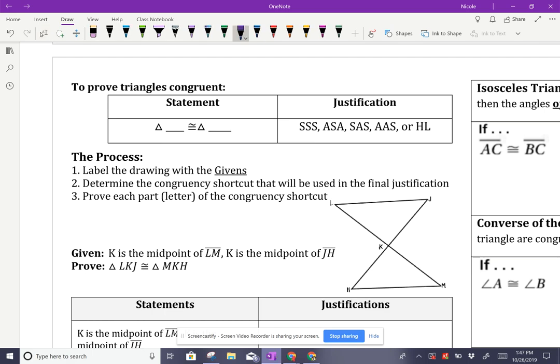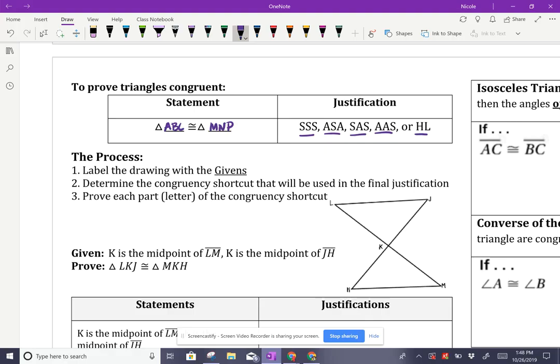All right, so we are going to really dive into these triangle proofs. To prove triangles are congruent, your last statement is the names of the triangles, like triangle ABC is congruent to triangle MNP, and your justification is one of these: either side, angle, side (SAS), angle, side, angle (ASA), side, side, side (SSS), angle, angle, side (AAS), or HL. That is the only justification you can use if your statement is talking about the two triangles being congruent.